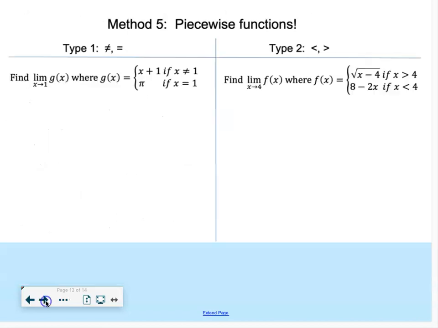Okay. All right. Last thing we have to do in the last 1 minute. We can do this. 2 types of piecewise functions. You have not equals equals, and you have less than greater than. Not equals equals means that g of x is this function for every value of x on the entire number line except for 1. And it's just this guy at 1. So this guy is a dot. This guy controls the whole graph.